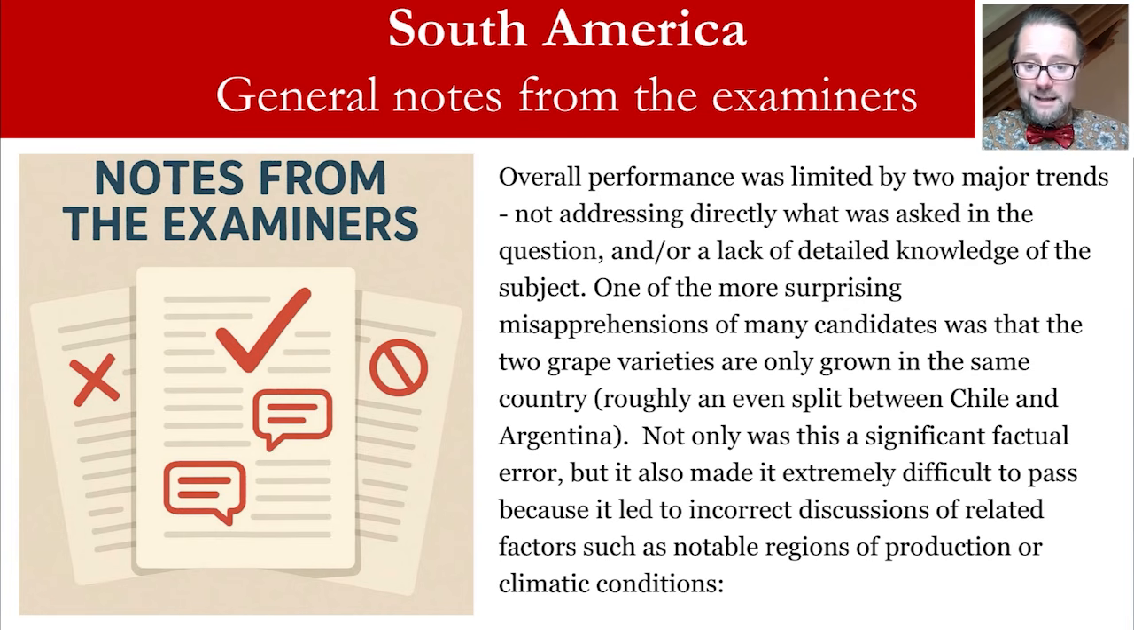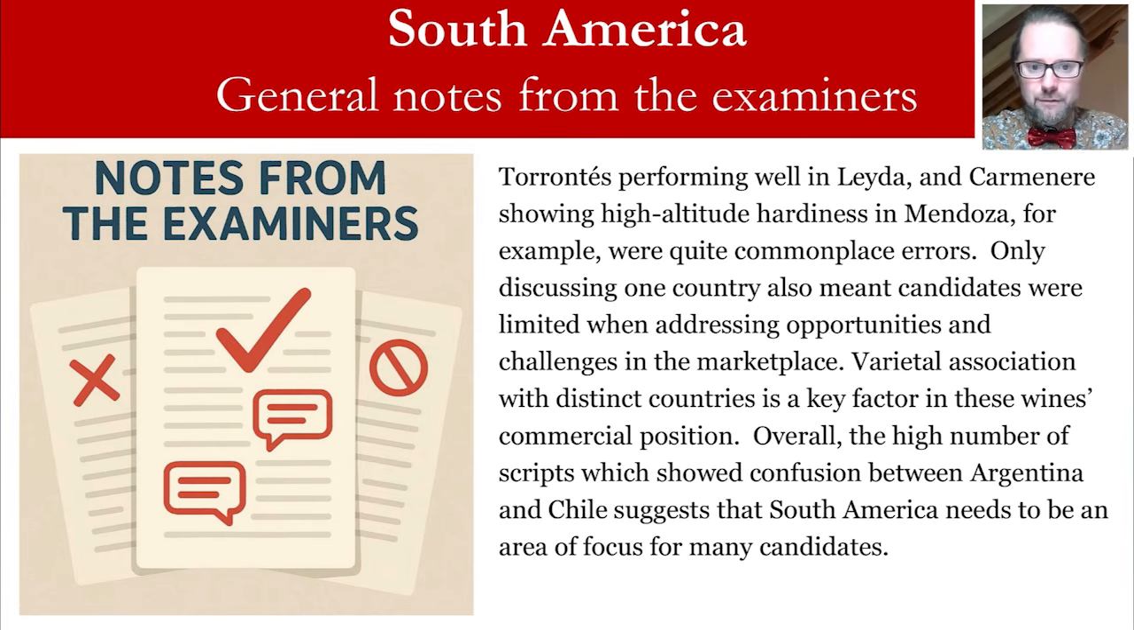So it's important to, of course, get the correct country per grape variety first, but then express where else it may be found. Here are some examples: Torrontés performing well in Lleida, Carmenère showing high altitude hardiness in Mendoza were commonplace errors by these students. And that's quite scary that these are commonplace errors.